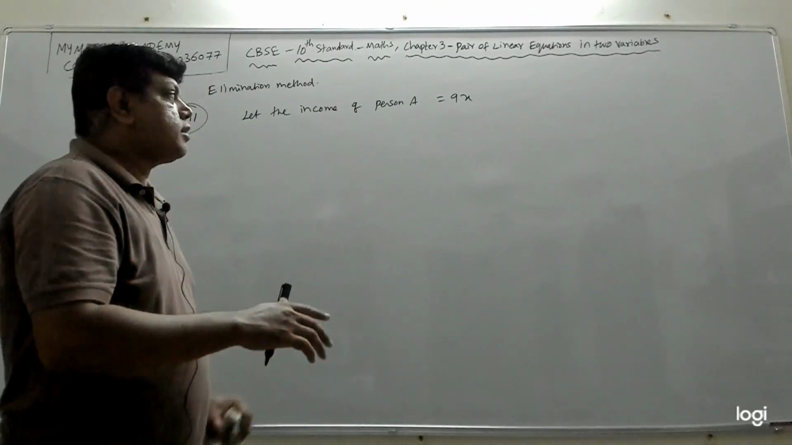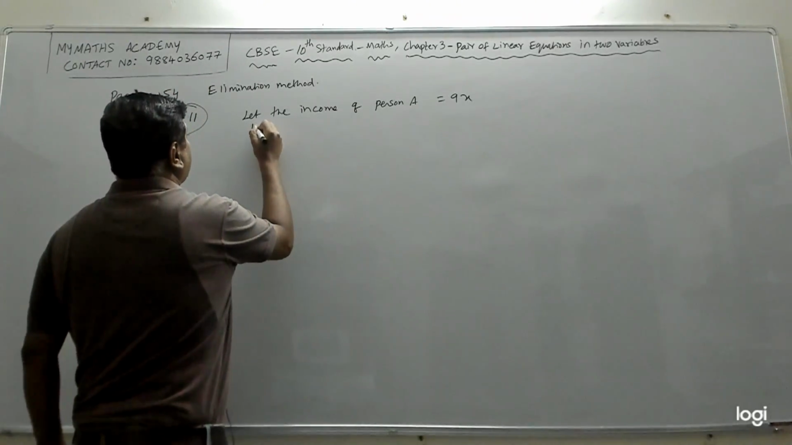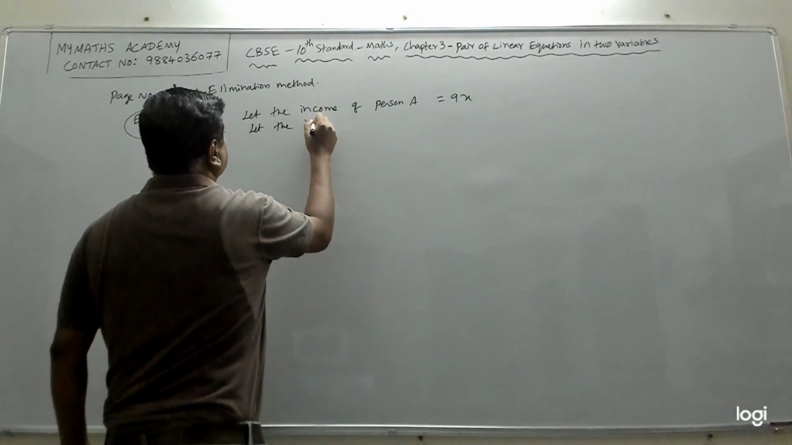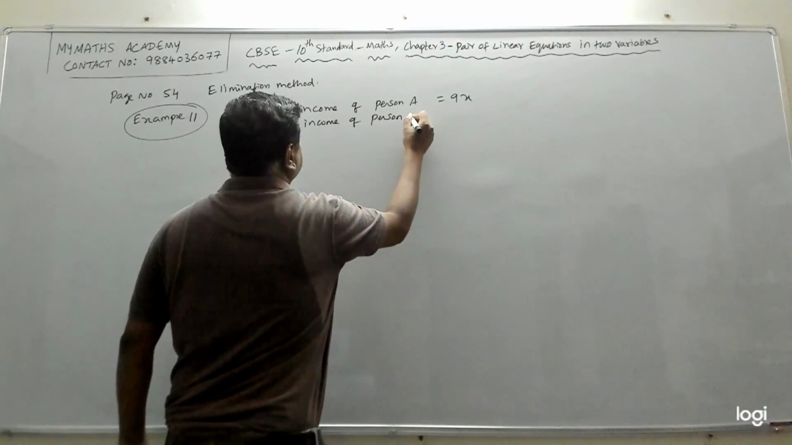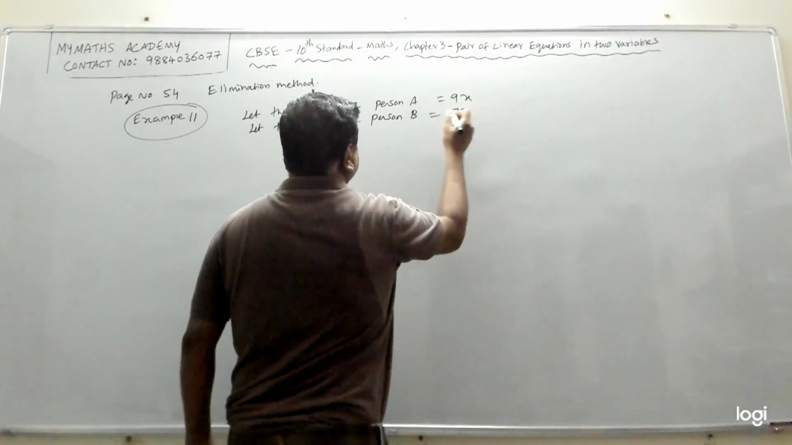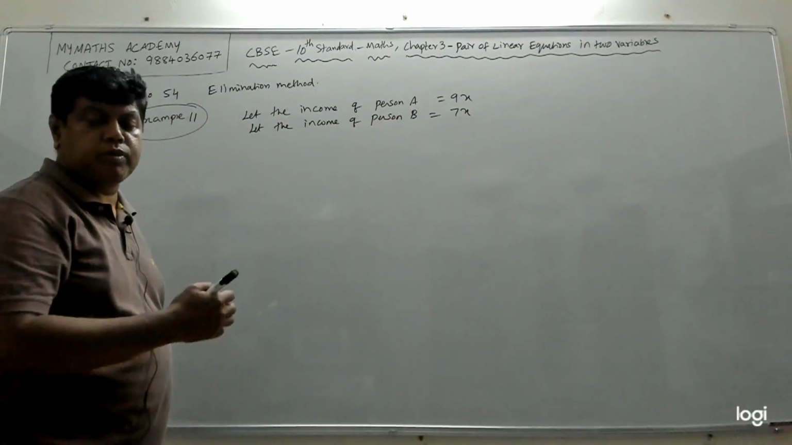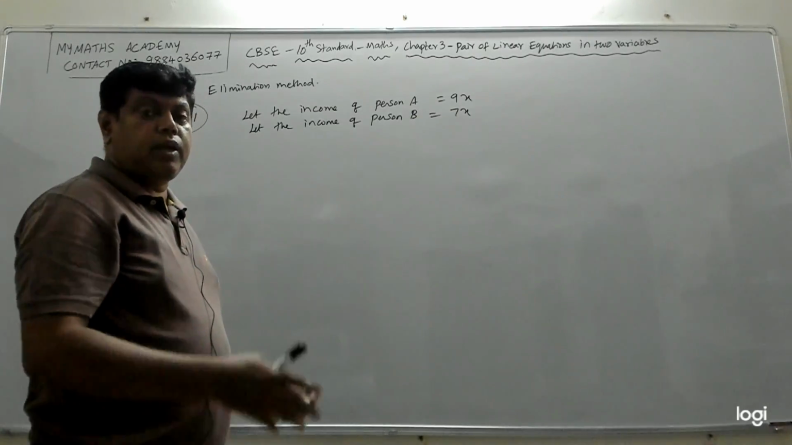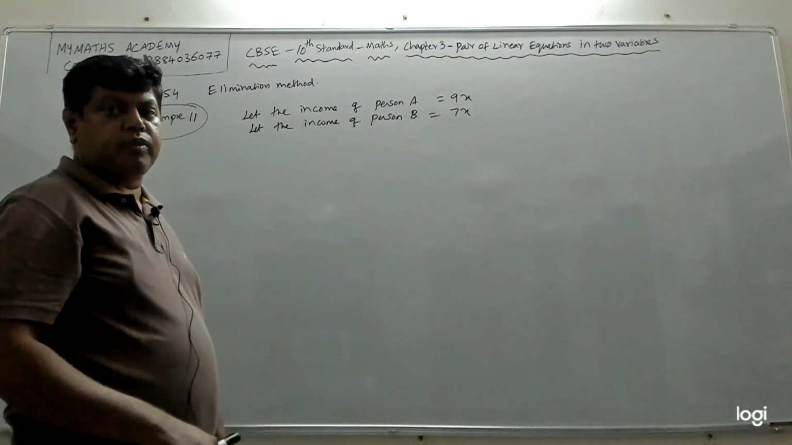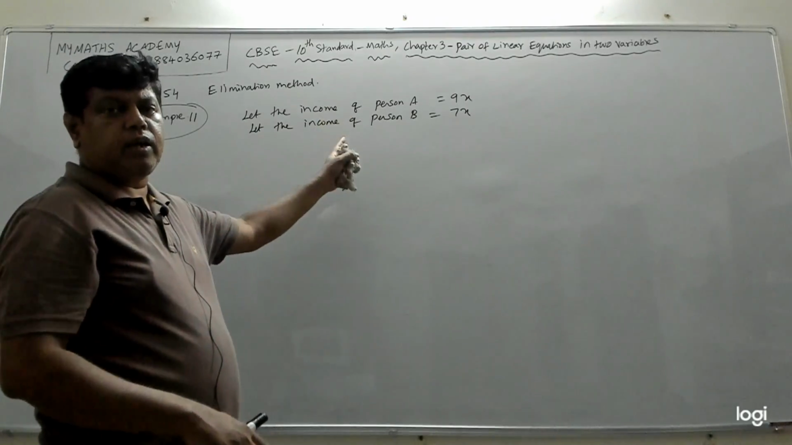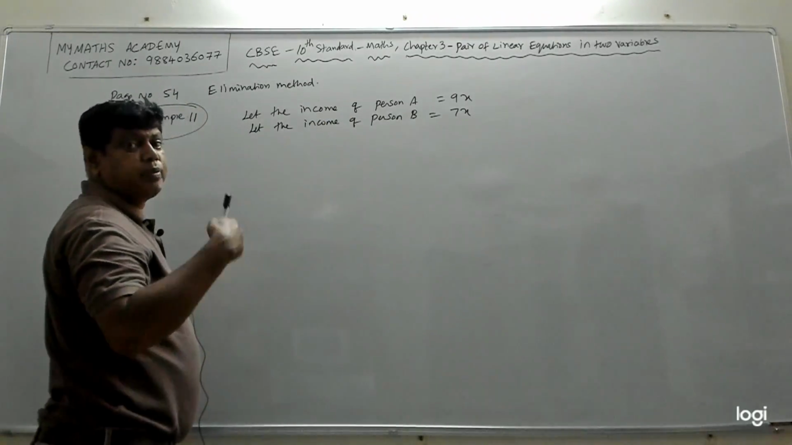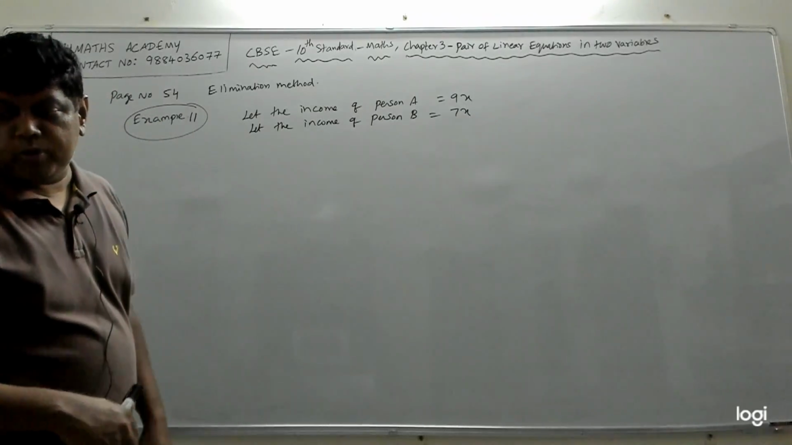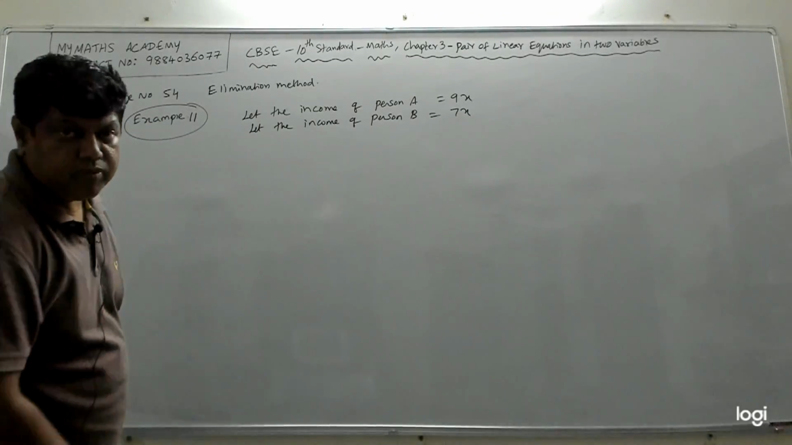9x and 7x. So let the income of person B be 7x. This is their income. We need to find their income, which means we need to find the 9x and 7x values. That we can find only if we find x. If we know x, we can find the income of person A and the income of person B. Now, they talked about the expenditure of the two persons.